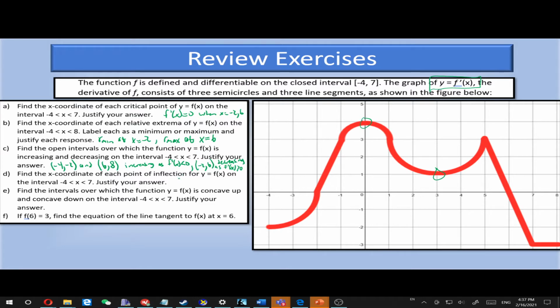Okay, so f double prime changes sign at x equals 0, 3, and 5. Find intervals of concavity, so concave up and concave down, and justify your answer.